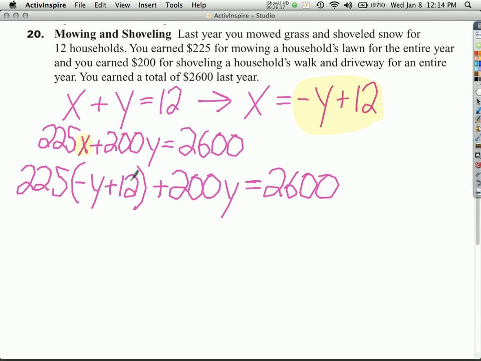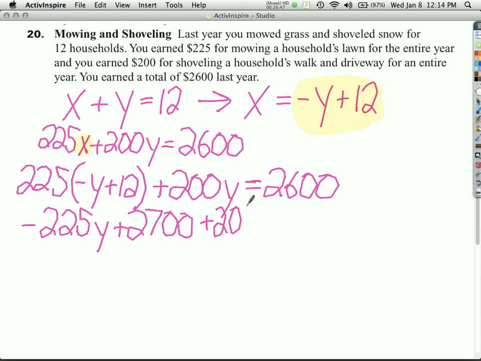Distribute, distribute. We get negative 225y plus, let's see, what's 225 times 12? That's 2,250, and another 450. 2,300, 2,700. Thank you. 2,700 plus 200y.